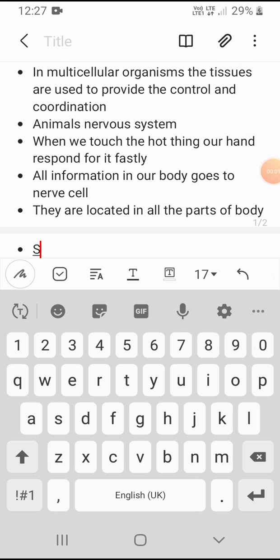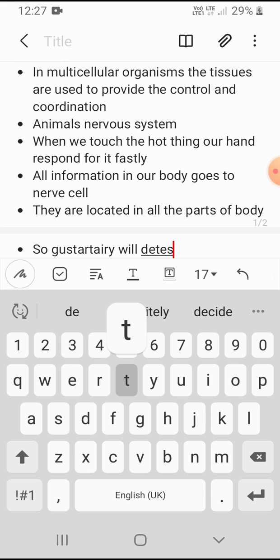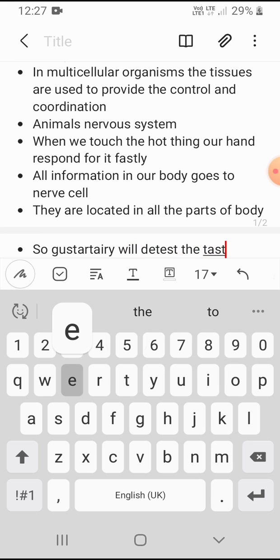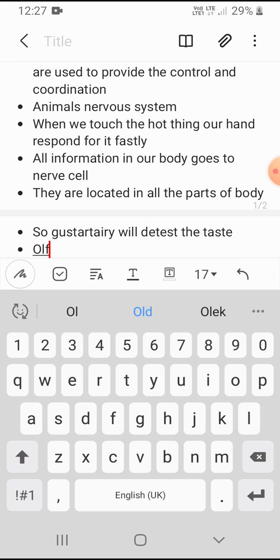So gustatory receptors will detect the taste of the thing. And olfactory receptors detect the smell.